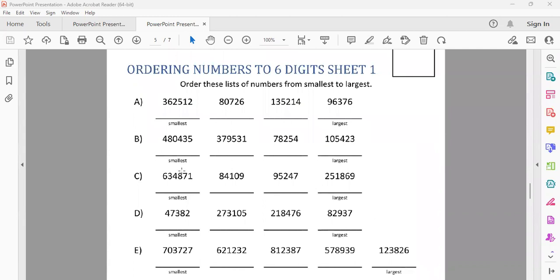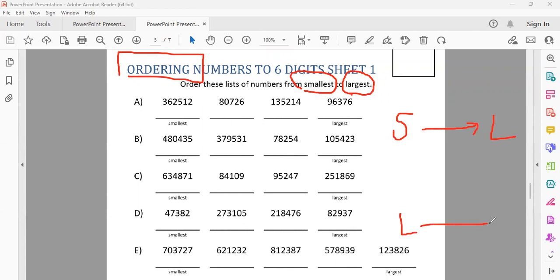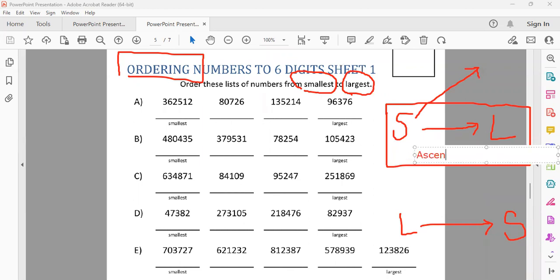Now, the next part of our module, of our lesson, comes to us being able to arrange. Okay, arrange numbers. Arrange means order. Another word is ordering numbers. But when we order or when we arrange, we can do it either from the smallest to the largest, or from the largest number to the smallest number. Now, if you do it from smallest to the largest, there's a word for it. It's called ascending. Okay, the word in maths is ascending pattern.